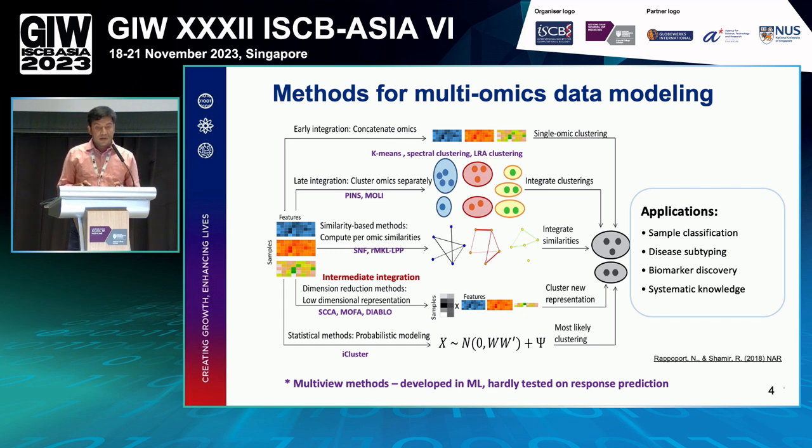In terms of intermediate integration, there are two specific features. This method is basically based on data dimension reduction, so you can visualize your findings, and also the factors you obtain from the intermediate integration, like SCCA and multi-omics factor analysis. These factors can be used for your downstream analysis. I found that most of these methods were developed based on clustering of samples, like cancer type, but they are hardly tested for response prediction in terms of treatment response.